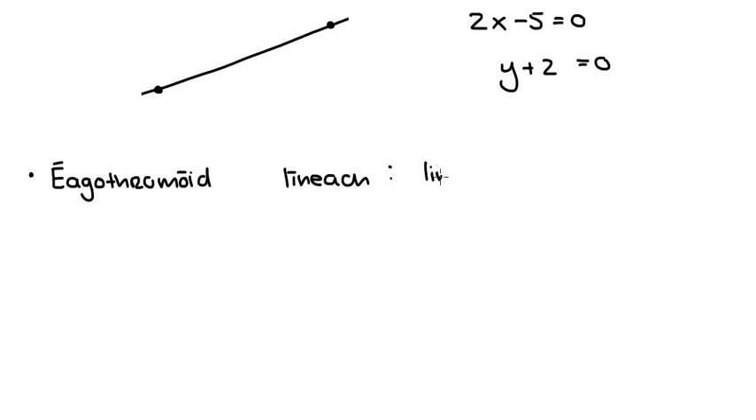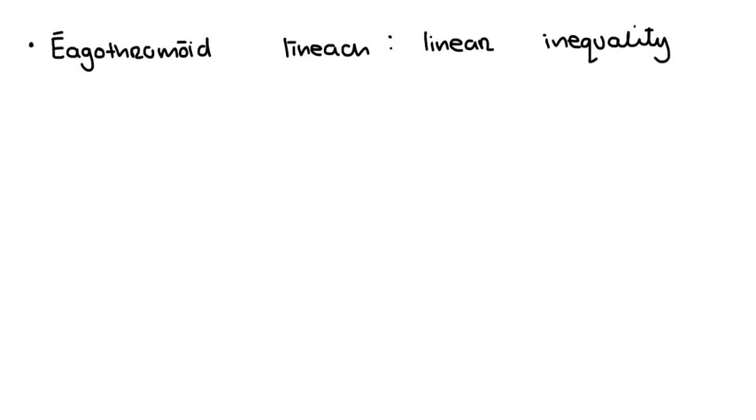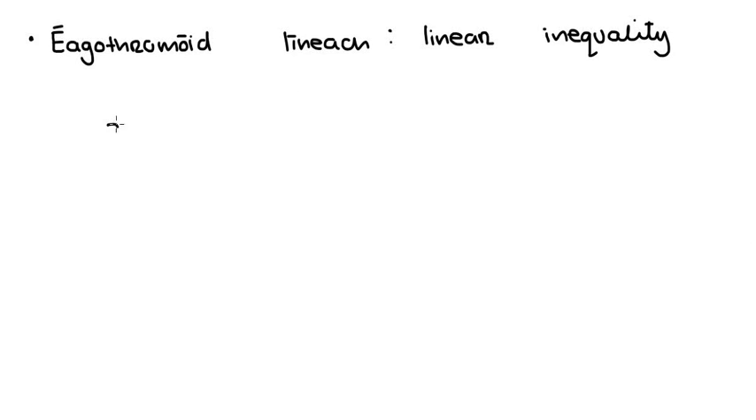Ailgéabar Líneach. This is our linear inequality. Whenever we're talking about inequalities, we're talking about the less than or equal to, greater than or equal to signs. So to give an example, we could have 2x plus 4 is greater than or equal to 8.